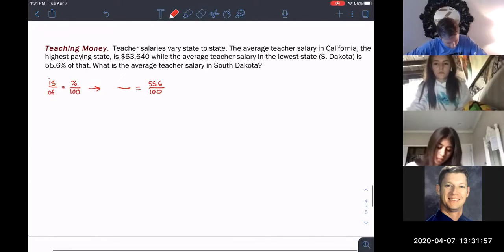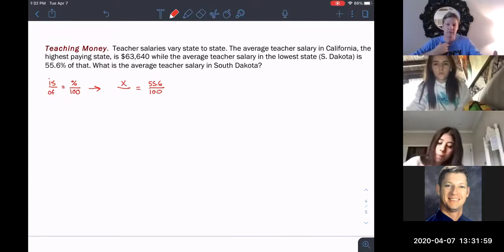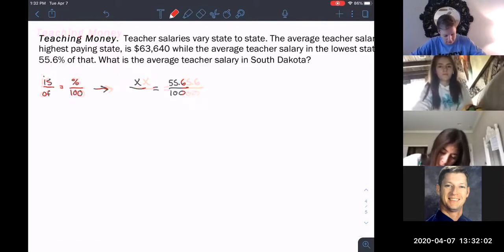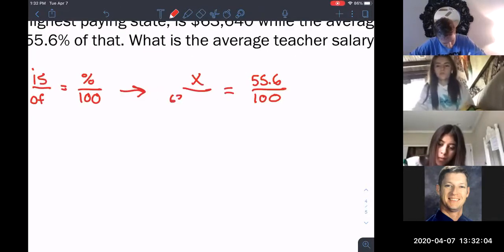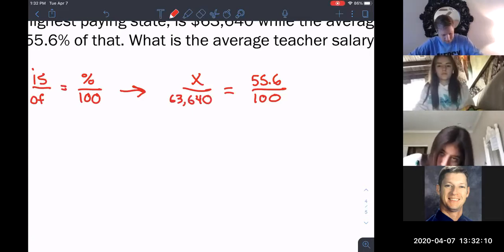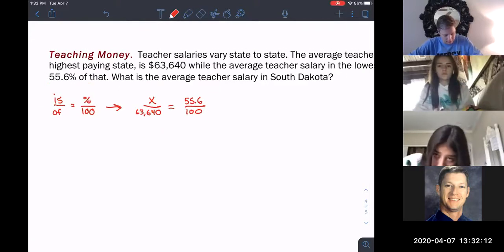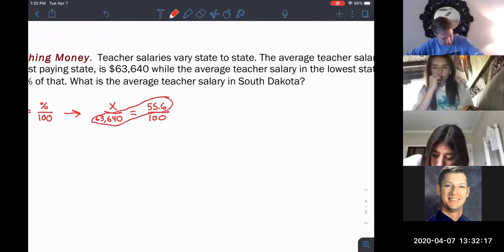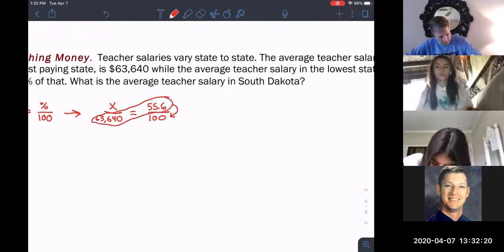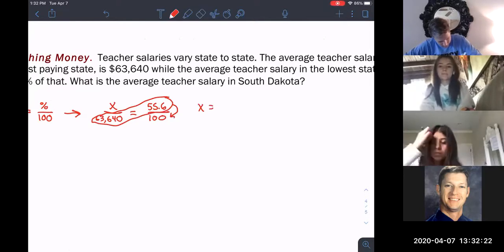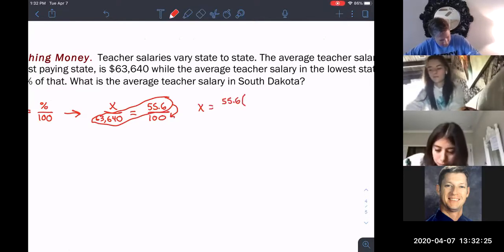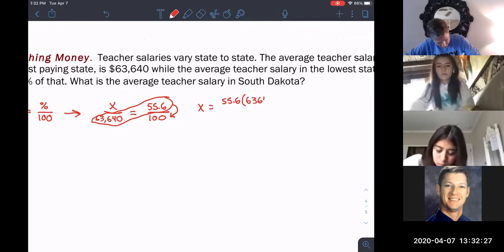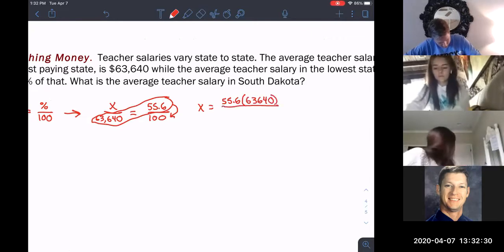Very good. And then the California salary that they gave us goes on the bottom because that's out of the whole thing. So 63,000. You don't need a comma, but okay. So this is our proportion. Again, we're going to multiply the two numbers that are diagonal and divide by the third. So x equals 55.6 times 63,640, and we're going to divide that product by 100.